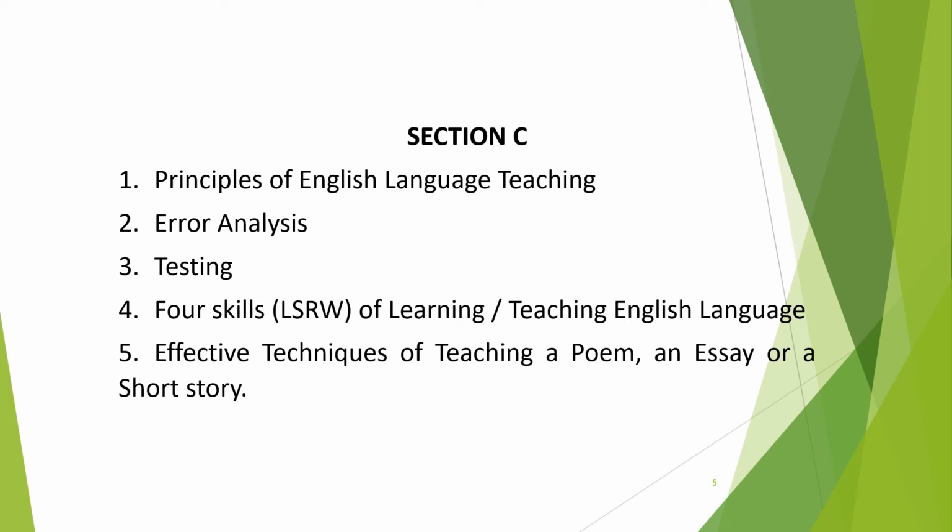Then you have the 4 skills of learning. You ought to have a very clear-cut idea of the 4 skills of learning. This is LSRW. L is listening, S is speaking, R is reading, and W is writing. This is the sequence. This is how we learn the 4 skills of language. First, we listen to people around us. So this is listening. Then we learn the speech. This is called speaking.